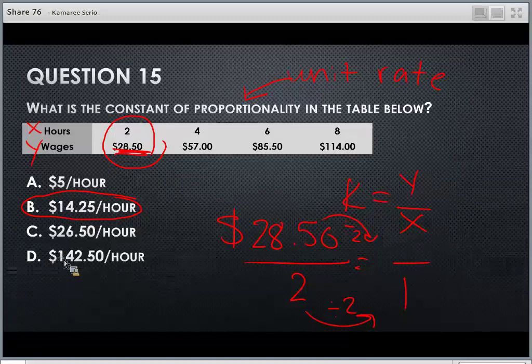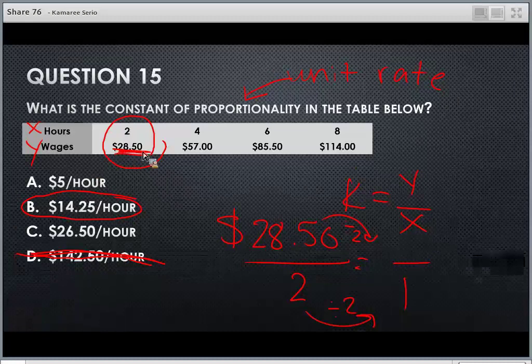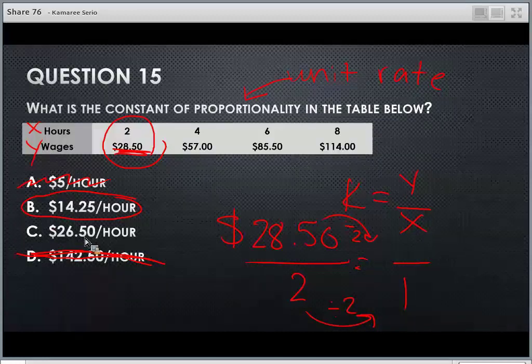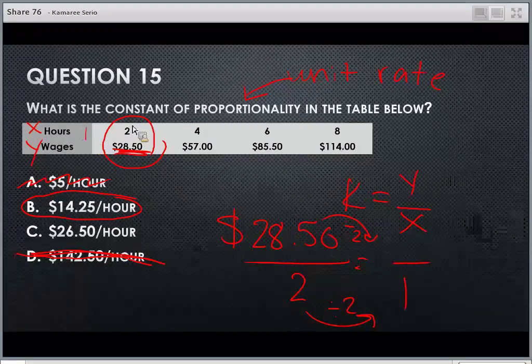So do not pick this one. Okay, that's way too much. This is way too little. If I'm working for 2 hours, 2 times 5 is not $28.50, so it cannot be that one. And this one right here, a lot of you guys like to pick this option. You just think about it, right? If I'm working 1 less hour, if I'm going from 2 to 1, I'm dividing by 2. So 28.5 divided by 2 is not 26.5. That's way too high.